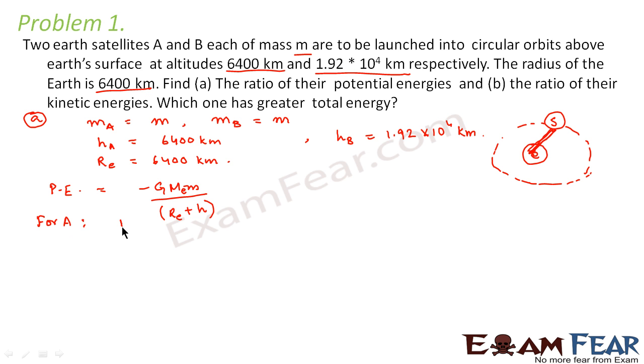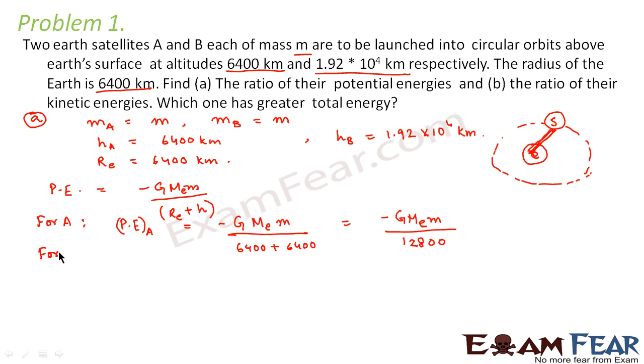So for A, the potential energy would be equal to minus G ME into m divided by RE plus H. That means 6400 plus HA. HA is again 6400. So this will be minus G ME into m divided by 12800.